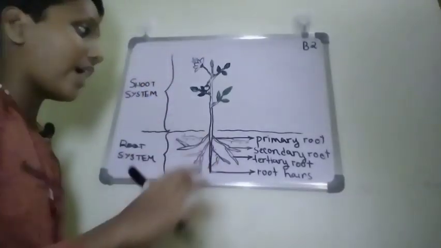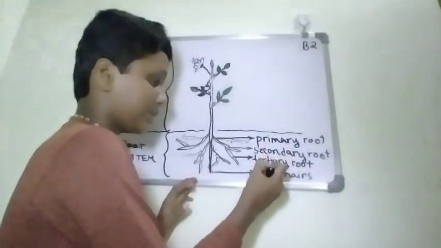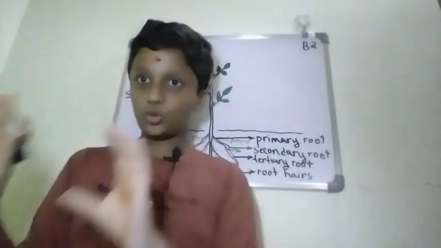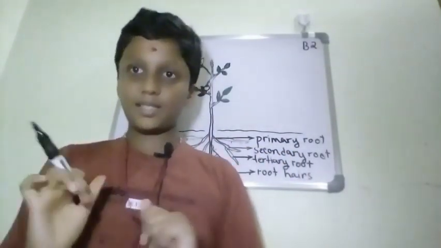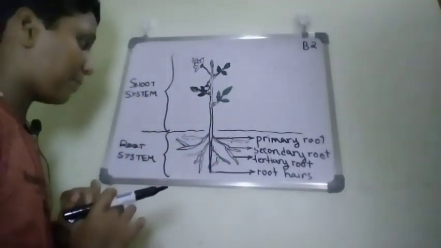If it is a fibrous root system, you don't have to mention primary root, secondary root, tertiary root. Just write root and then the root hairs. That is enough for the fibrous root. This is a taproot system.